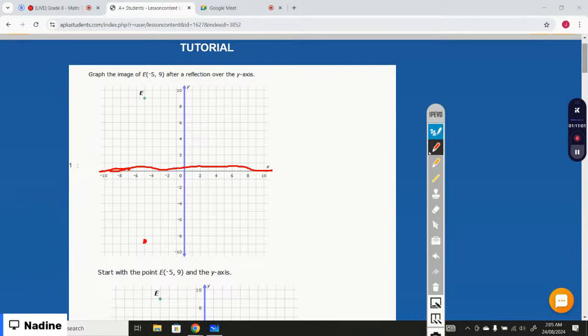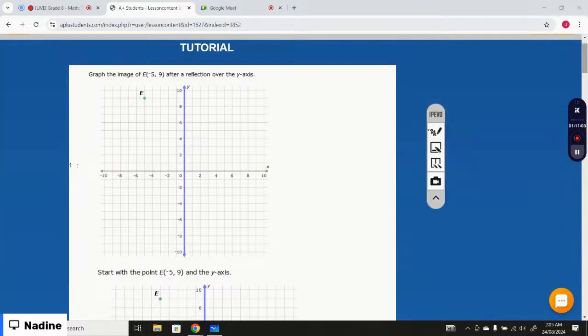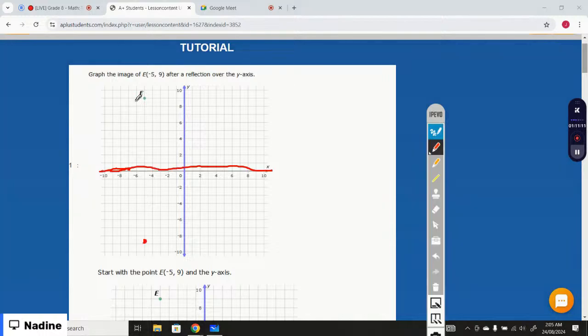Sorry, reflection over the y-axis. I thought it was x, but it is y. This is the y-axis. The highlighted one is the y-axis. You need to find the reflection of E over the y-axis. So that would be the same distance. Every distance is the same on the y-axis. Here is the reflection of E, that is known as E dash. That is the reflection over the y-axis.